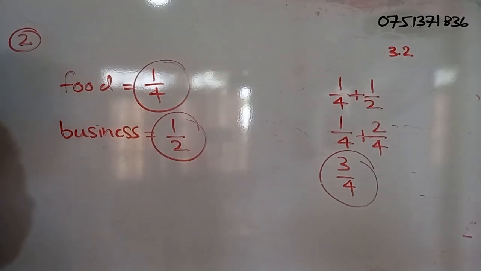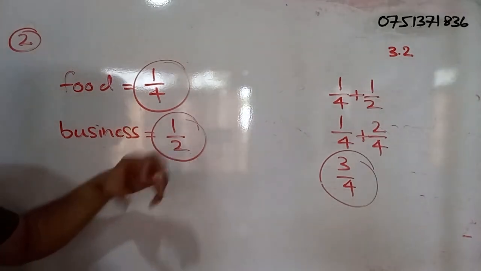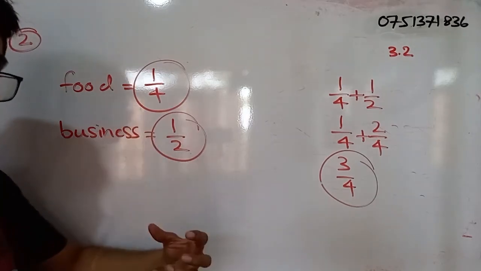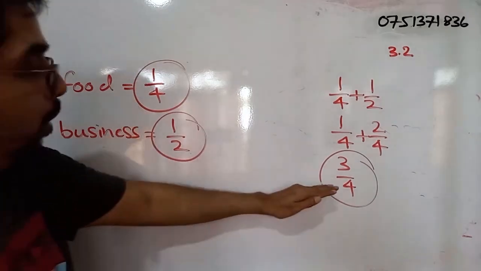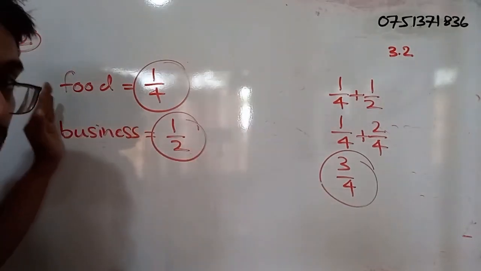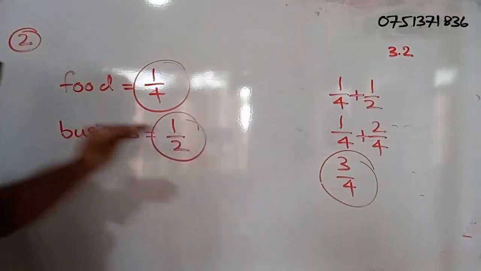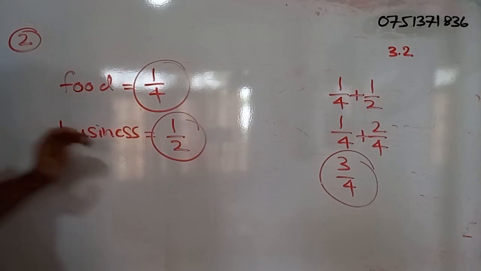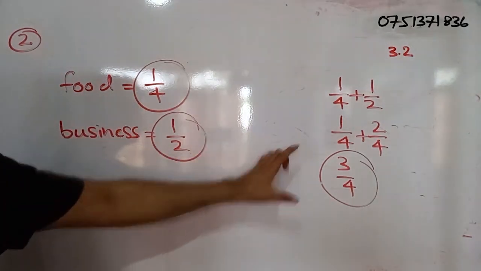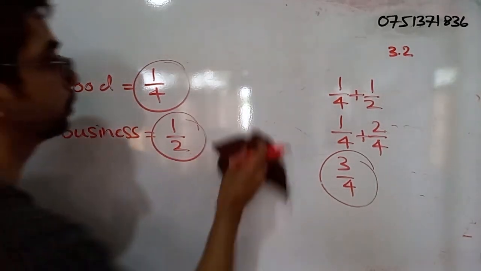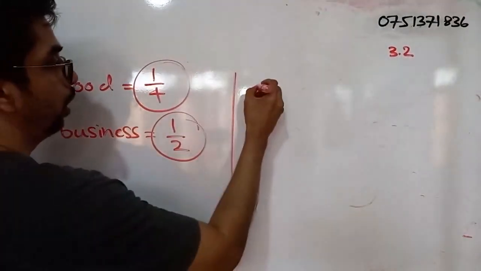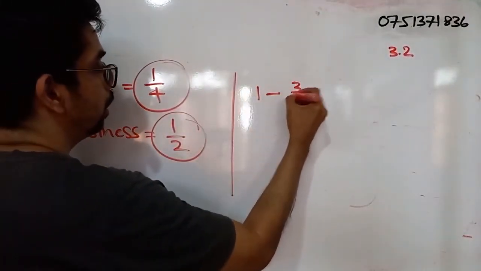Remaining amount. In the question they are asking, what is the remaining amount? That means what do we have to do? We know the amount as a fraction which he spends for food and for the business. Then what will be the remaining amount? Remaining amount will be what? 1 minus 3 by 4.